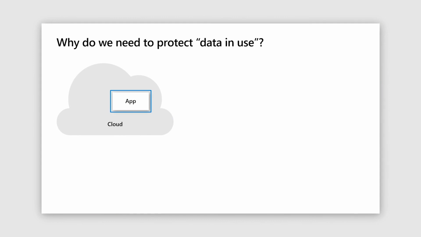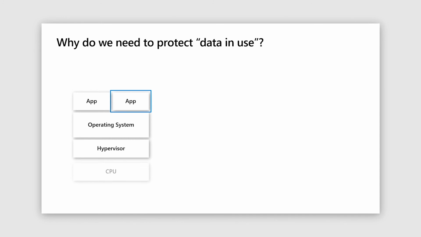So why do you need to protect that data in use? Because you as an app developer have done everything you can to protect your application. You've gone through the threat models, you know what your trust boundary is, you know all the applications and libraries that you're including in your application. But when your application is running in a cloud environment, it is running with other apps on the same guest operating system. That guest operating system sits on a hypervisor or a host.